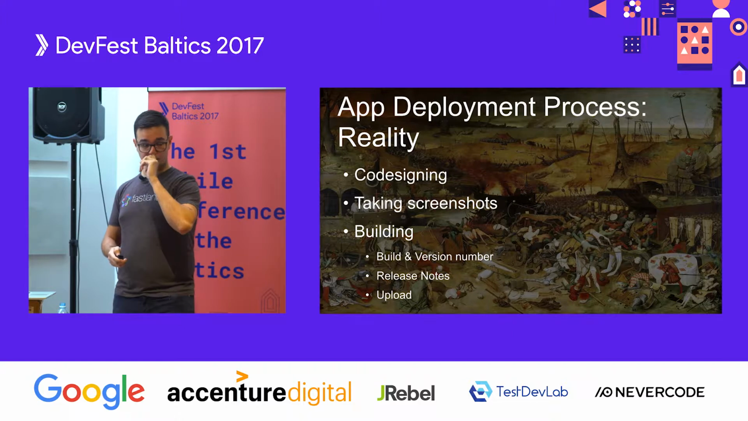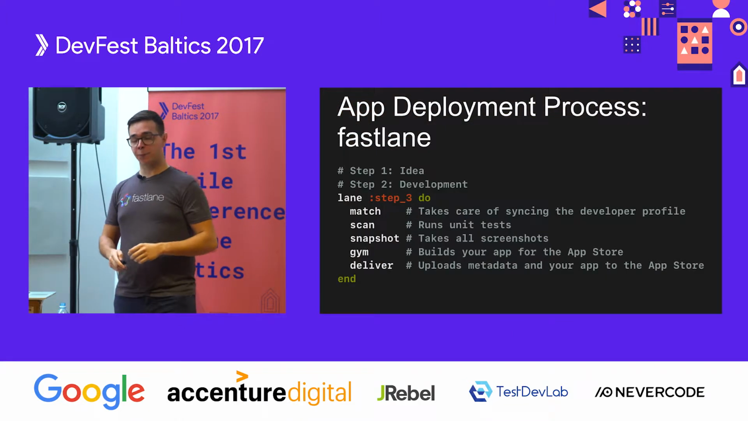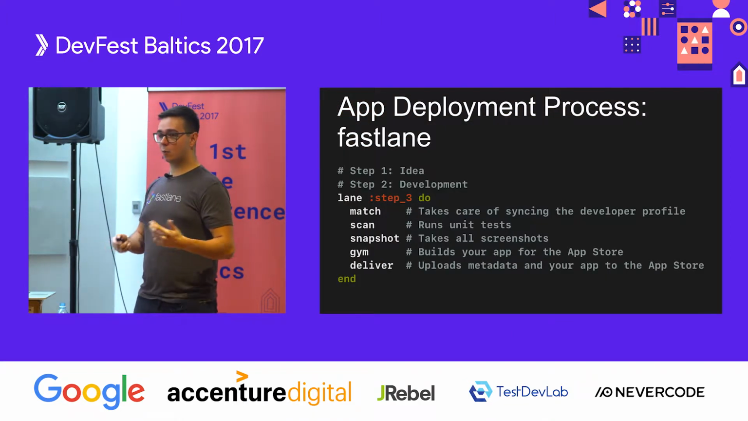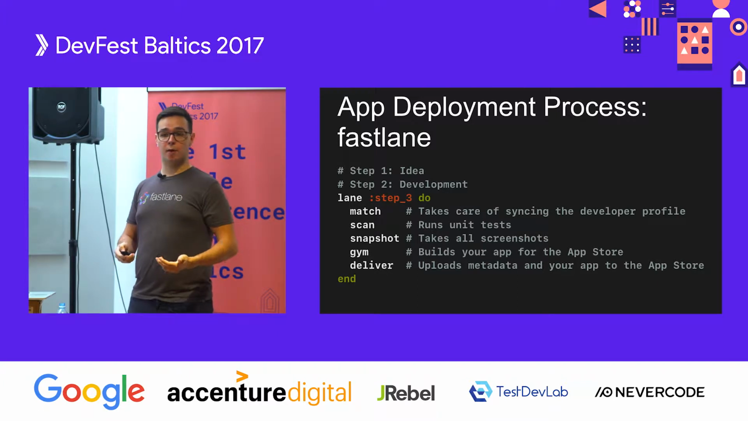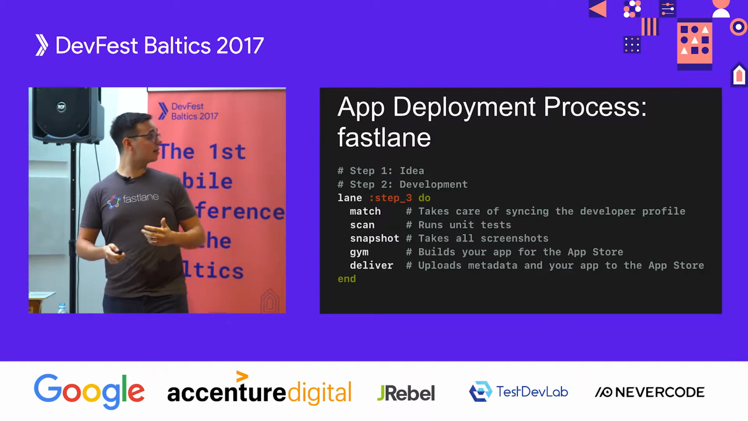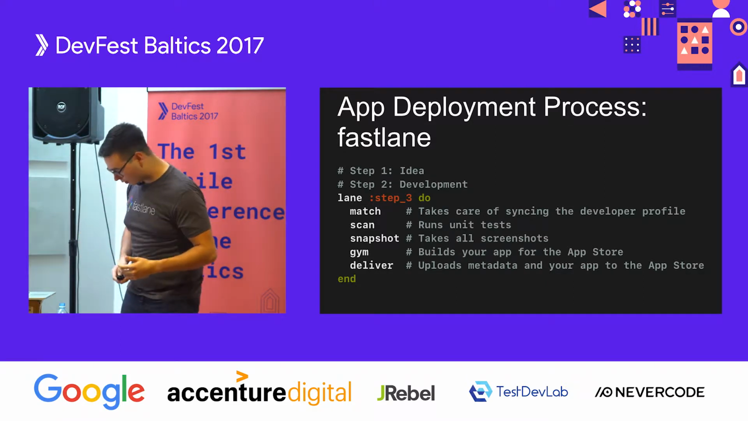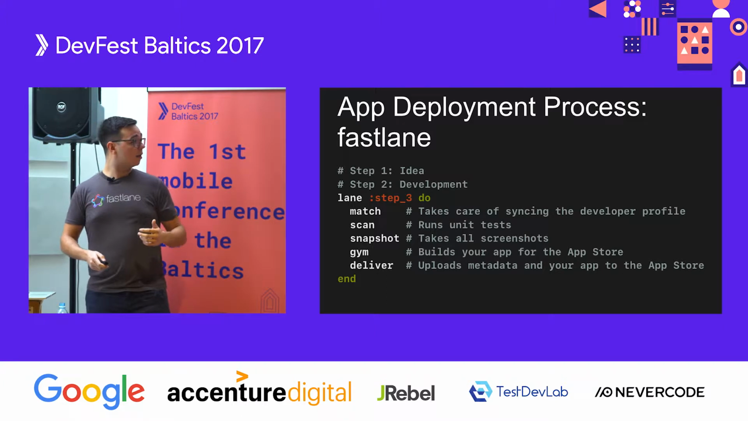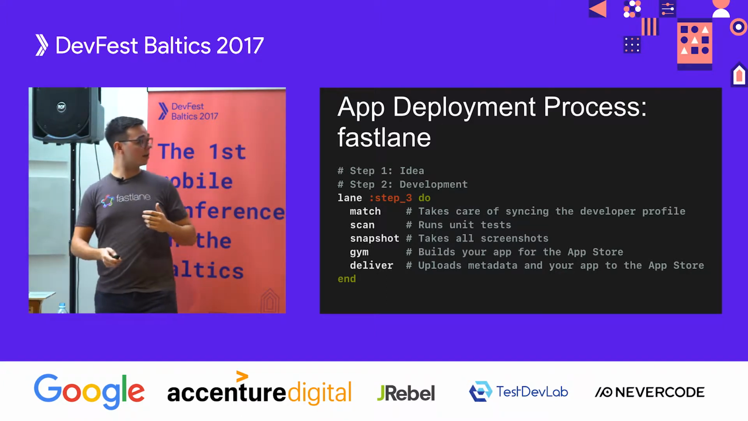So let's talk about Fastlane. Fastlane is a command line tool that you can install on your Mac or your Linux device that automates these things. And I don't think it's very visible. But yeah, it's not good. This is what it looks like.